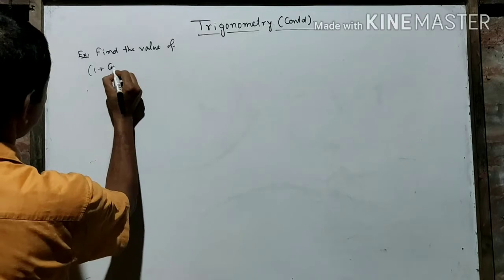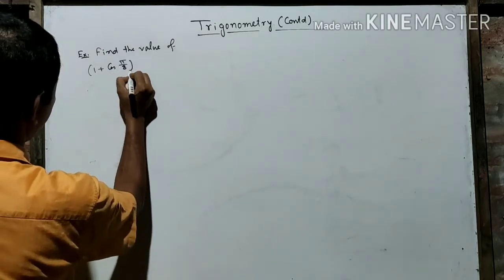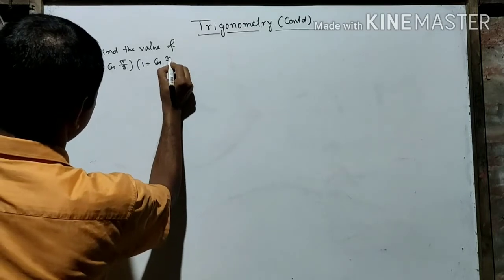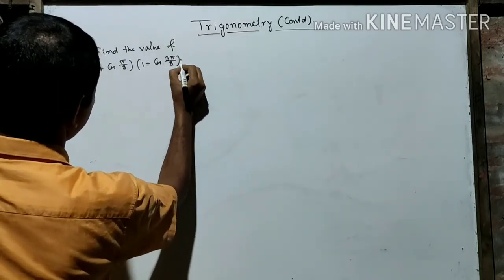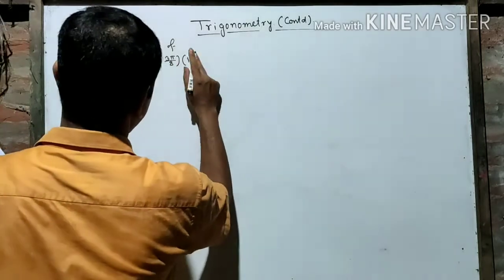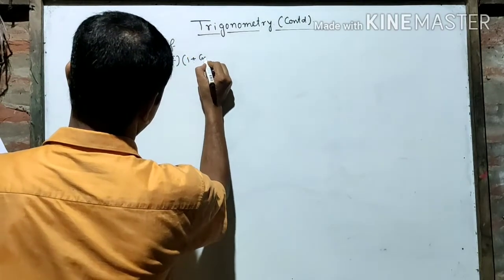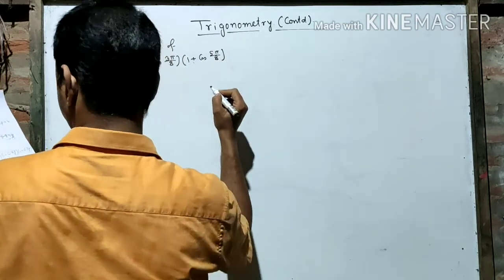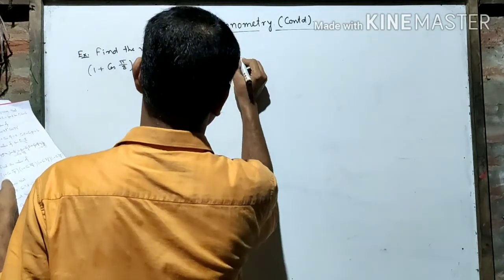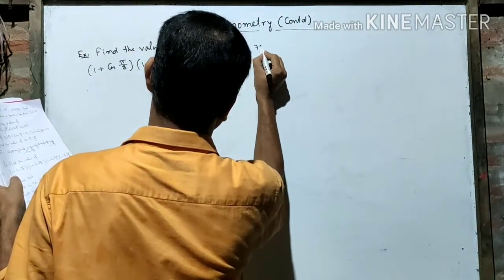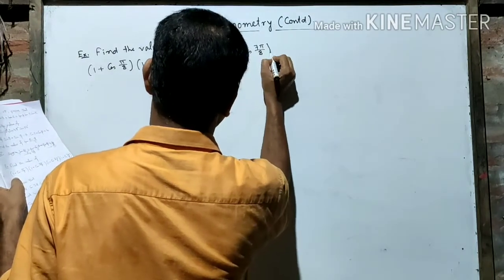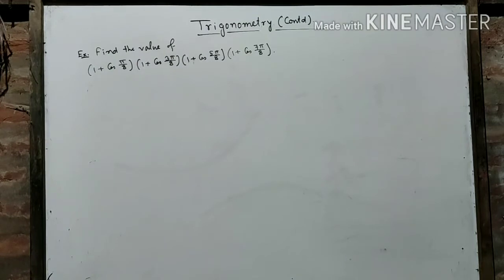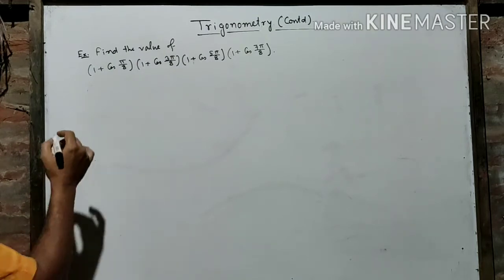1 plus cos pi by 8 into 1 plus cos 3 pi by 8 into 1 plus cos 5 pi by 8 into 1 plus cos 7 pi by 8. We have to find the value of this. Okay, what can we do?